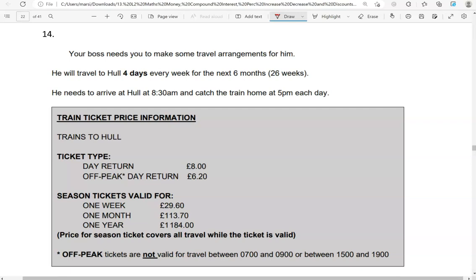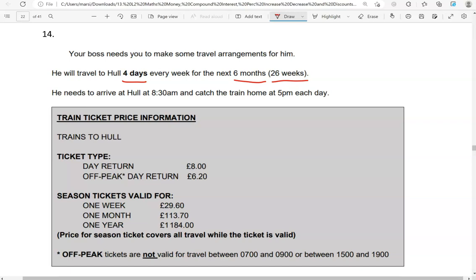Your boss needs you to make some travel arrangements for him. He will travel to Hull 4 days every week for the next 6 months, 26 weeks. He needs to arrive at Hull at 8:30 a.m. and catch the train home at 5 p.m. each day. We've got train ticket price information, trains to Hull, ticket type, day return £8, off-peak day return £6.20.